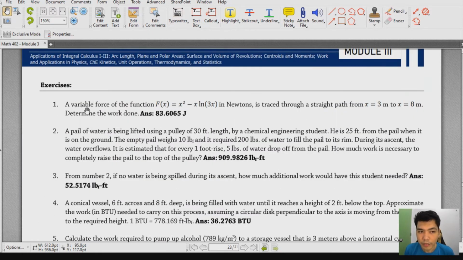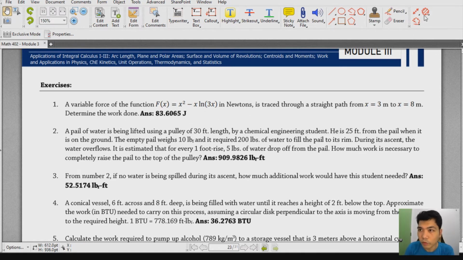For the first one, we have a variable force of the function f of x equal to x squared minus x ln of 3x in newtons. That's the unit of force. It is traced through a straight path from x equal to 3 to x equal to 8 meters. Determine the work done in joules.